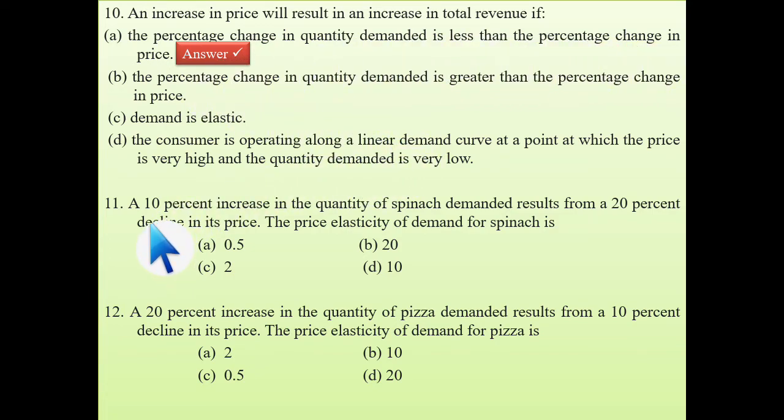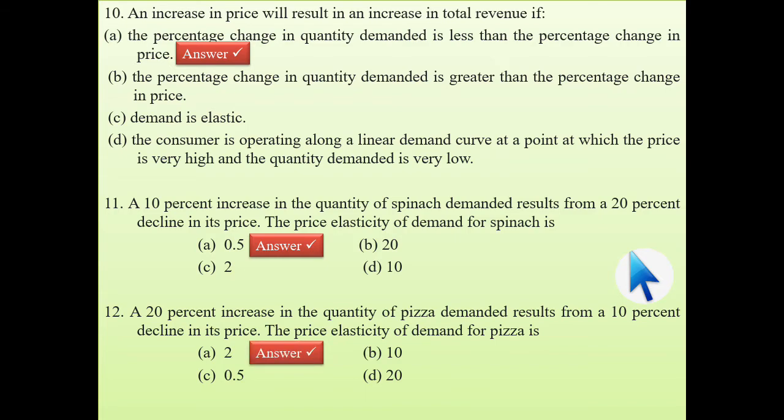Okay. Next is a 10% increase in quantity of spinach demanded results from a 20% decline in its price. So price elasticity will be change in quantity by change in price, 10 by 20, the answer will be 0.5. A 20% increase in the quantity of pizza demanded results from a 10% decline in its price. So here the price elasticity of demand is 2, 20 by 10.